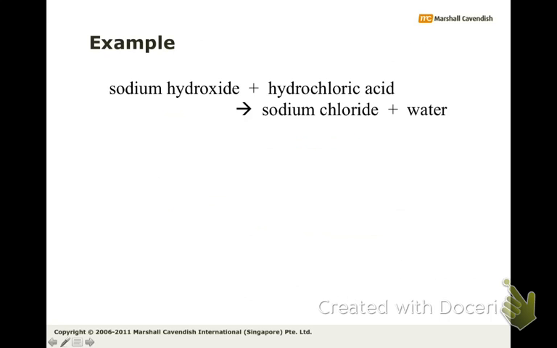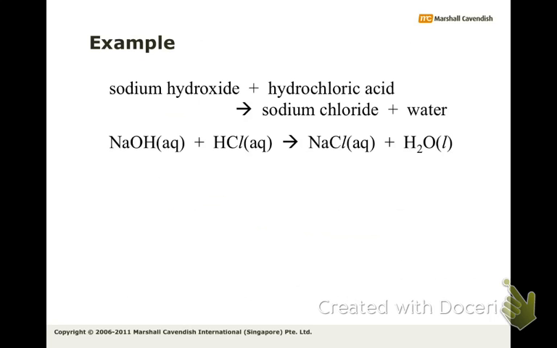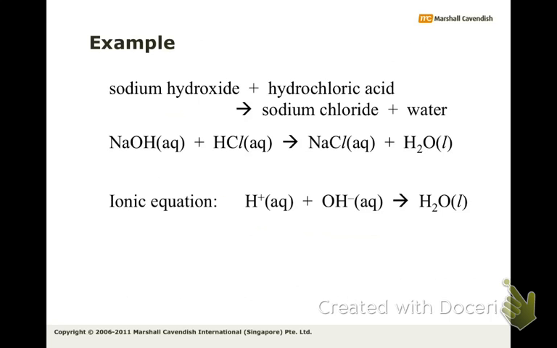Let's look at an example. Let's say sodium hydroxide and hydrochloric acid. Alkali and acid form salt and water. So the chemical equation will be in this way, and then your ionic equation will be, voila, like this. So for all neutralization reactions, your ionic equation will look something like this.